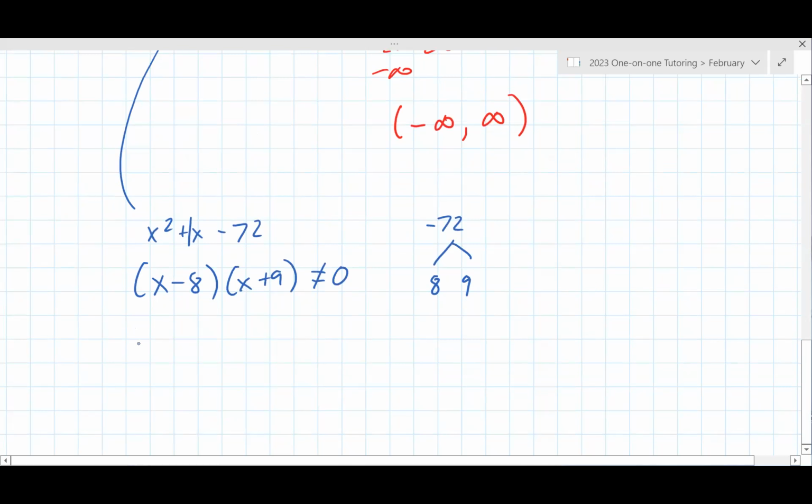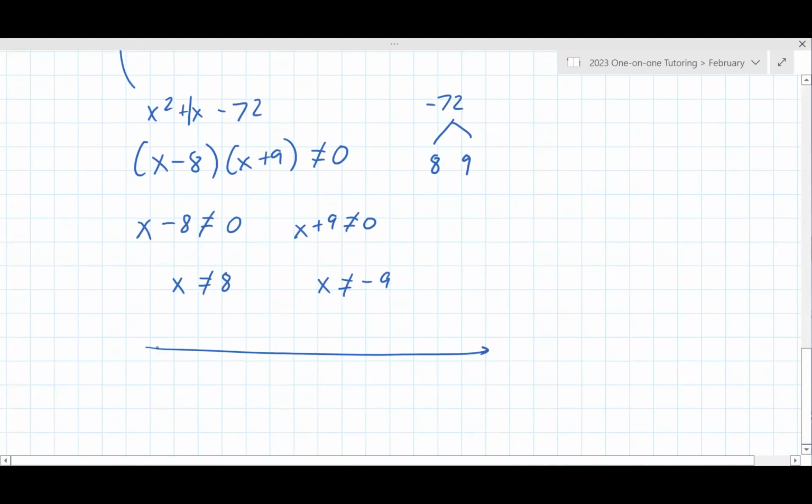So you set them not equal to 0. X minus 8 not equal to 0. X plus 9 not equal to 0. So x cannot be 8. X cannot be negative 9. So your number line always goes from minus infinity to infinity, and you throw in the excluded points. And then it's everything in between.